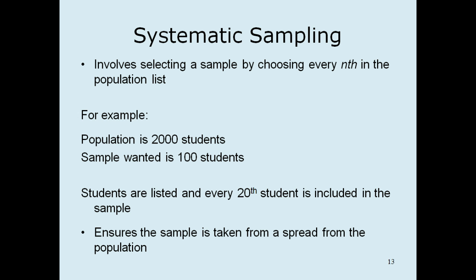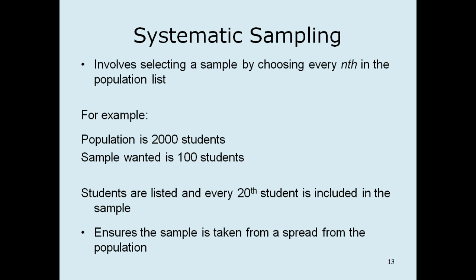Very straightforward. List everyone in the population. Decide on how many people you can realistically research. In this case, it was 100 students. We had a population of 2,000. We've decided that we're going to choose every 20th student on the list that we've got, and the list would probably be in alphabetical order, or it could be in age order. It's completely up to you. There's no real right or wrong there. You can just decide on that.